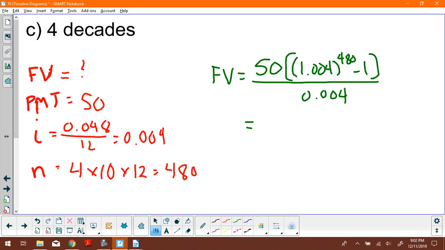If you can do it in one step, which is what I'm going to do on the side here, that's great. If you can't, just follow order of operations. You have to do this part first with the exponent, then subtract 1, then multiply by 50, and finally divide by 0.004.